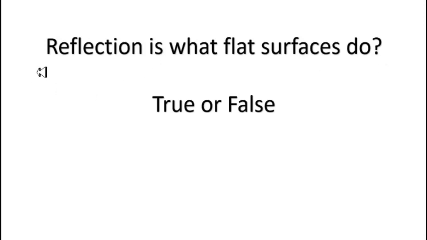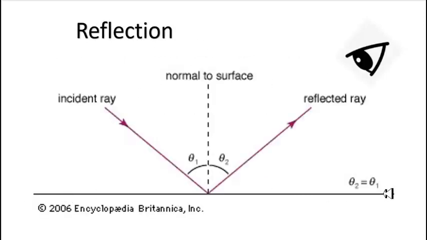Someone recently said this to me. They said, reflection is what flat surfaces do. Is this true? Reflection is what flat surfaces do, true or false. Now, when they depict reflection in a schematic like this, they often have a flat line here and an incident ray coming in and a reflected ray going out. So you would think that you need a flat surface in order for reflection to take place.